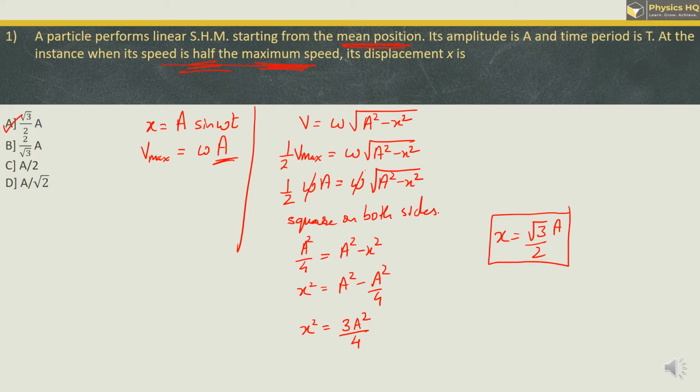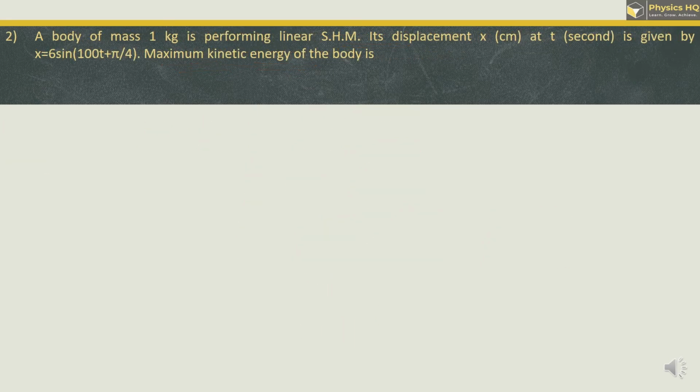Let us go to the next MCQ. A body of mass 1 kg is performing linear SHM. Its displacement x is in centimeter and time in second is given by the equation x equal to 6 sine of 100 t plus pi by 4. Maximum kinetic energy of the body is supposed to be found, and these are the options.